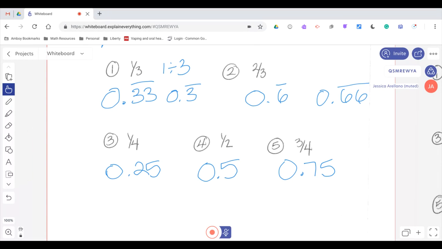Now what I'm going to ask you to do, try to memorize these. And then on the back of this paper, there are some decimals. I want you to try to write what fraction they are. And some of them are mixed fractions, okay? So try to memorize this. Try to do the back without looking as much as you can.